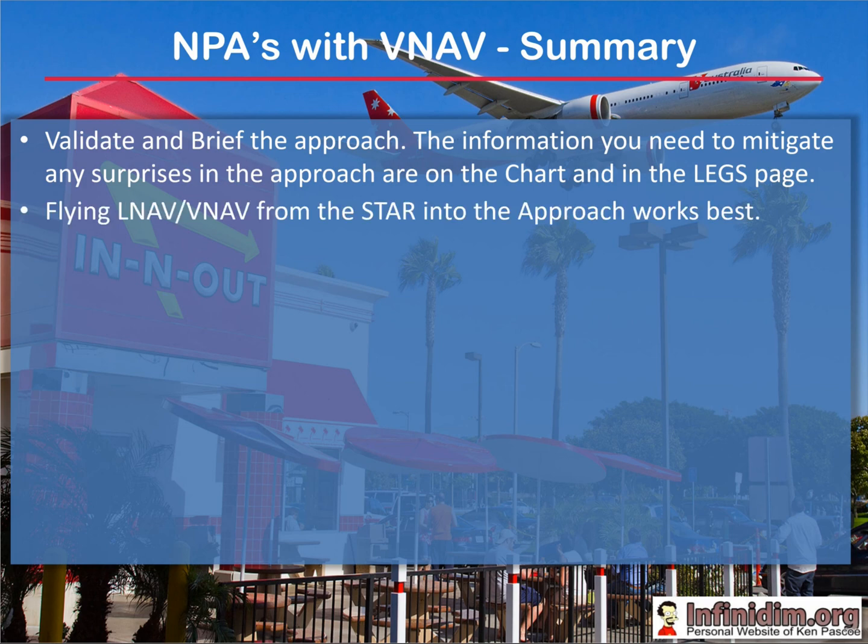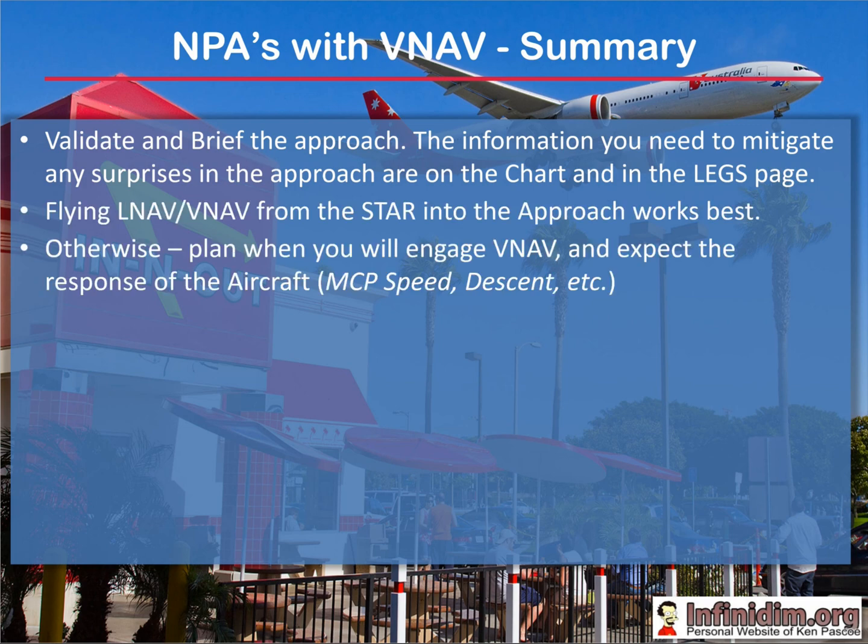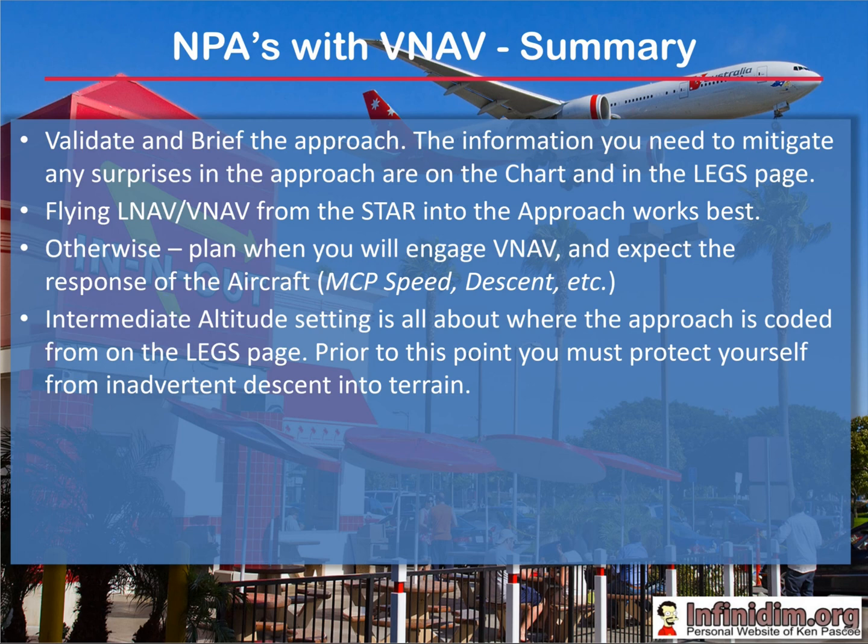LNAV and VNAV into the STAR is the best way to do it, but with ATC involved, otherwise, work out ahead of time where you want to plan to engage VNAV and the response of the aircraft. MCP speed window, is it going to descend? That kind of thing. Intermediate altitude setting is all about where the approach is coded from on the legs page. Prior to this point, you need to protect yourself from inadvertent descent into terrain.